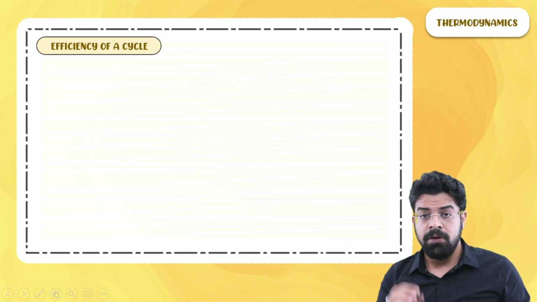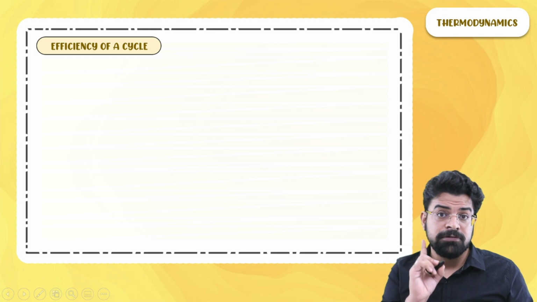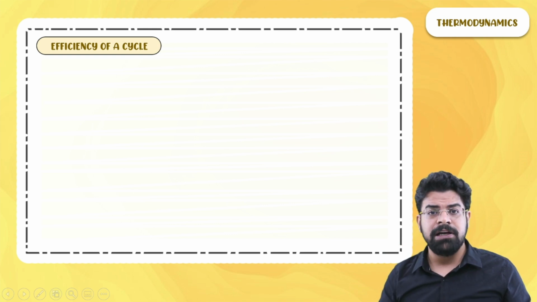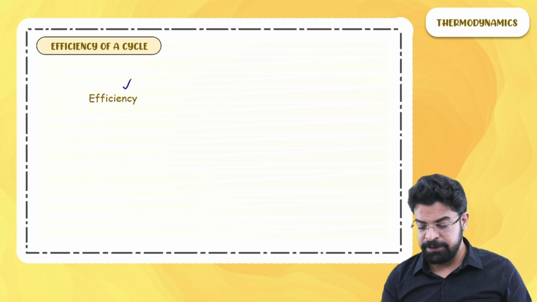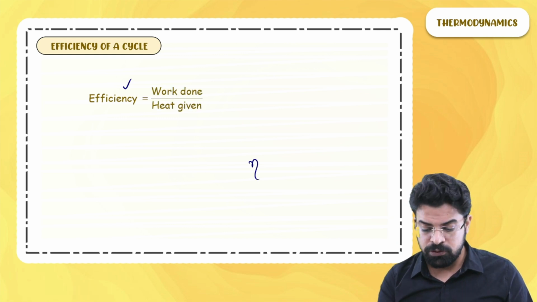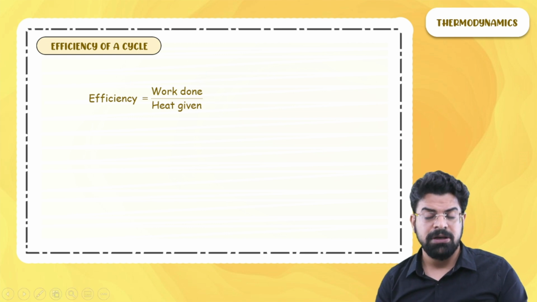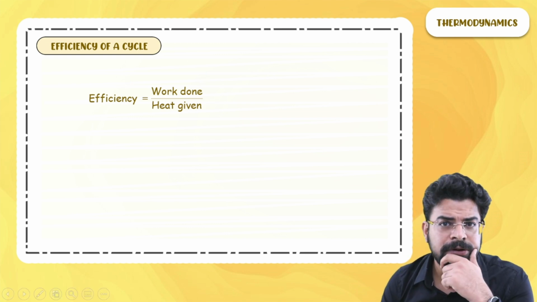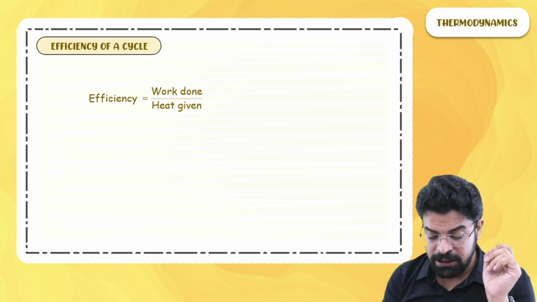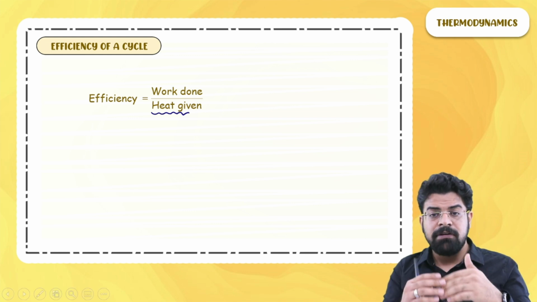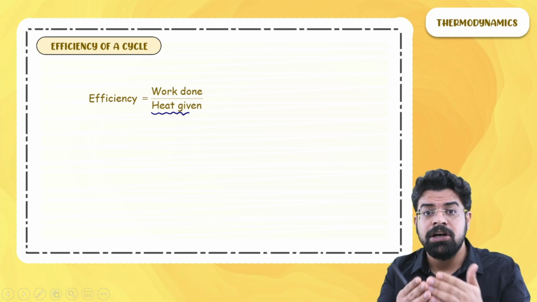Now, be careful, a question comes from here every year. So how do we define efficiency of a cycle? We say that efficiency of a cycle, represented by the symbol eta, equals work done upon heat given. Now what is the meaning of heat given? Heat given here is not the net heat given in the cyclic process. Heat given is just whatever amount of heat has been given to the gas.